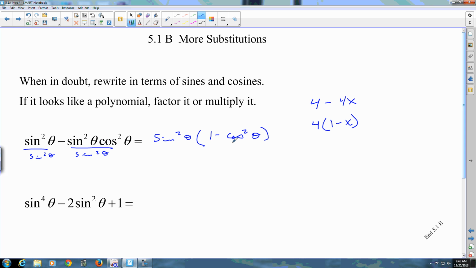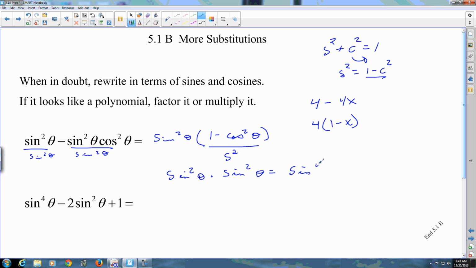Okay, going to your Pythagorean identities now, you've got sine squared plus cosine squared is 1. Here's 1 minus cosine squared. So think of this as pulled to the other side. So sine squared is equal to 1 minus cosine squared. 1 minus cosine squared is worth sine squared. So I have sine squared theta times sine squared theta, which is worth sine to the 4th theta. And that would be your answer.